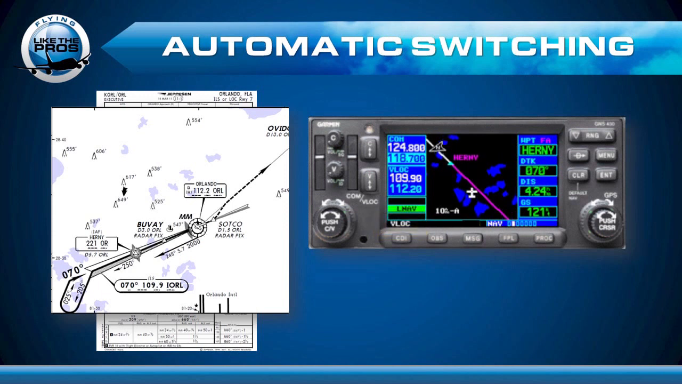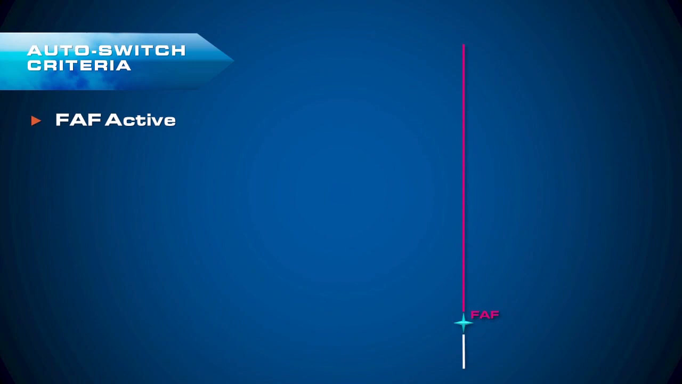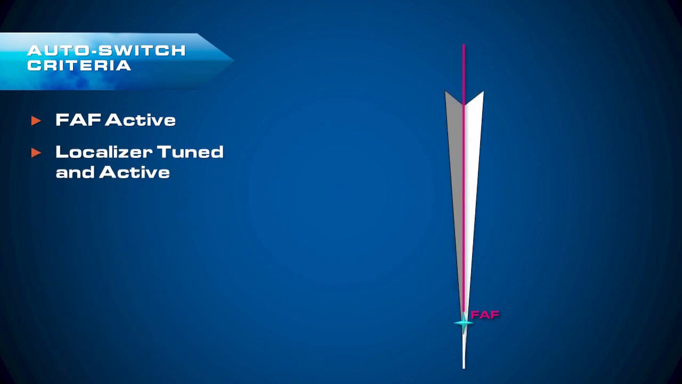So now that you understand the basics, let's dive into the details. First of all, we have to talk about what we call the automatic switch criteria. Point one being, in order for this to work, the final approach fix has to be the active waypoint. I'm going to repeat this. The final approach fix must be the active waypoint. Point number two, the localizer frequency must be tuned and the active nav frequency.